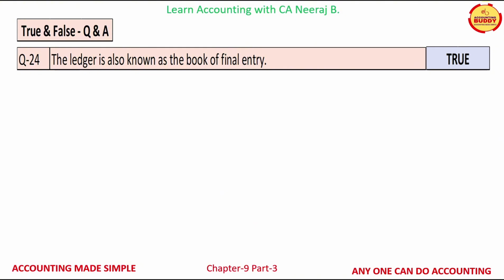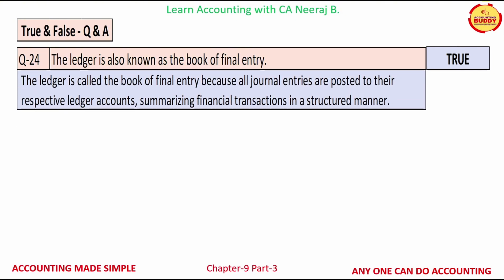It is a true statement as ledger is called the book of final entry because all the journal entries are posted in their respective ledger accounts, summarizing financial transactions in a structured manner.